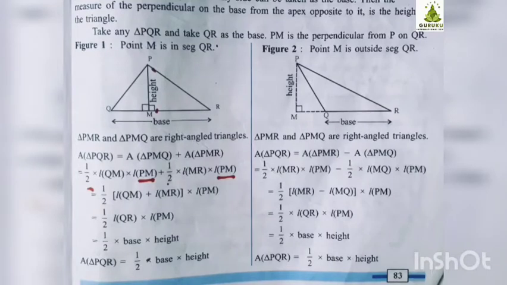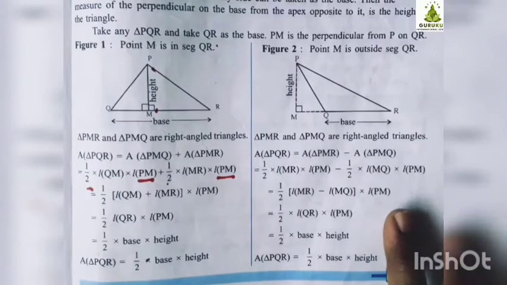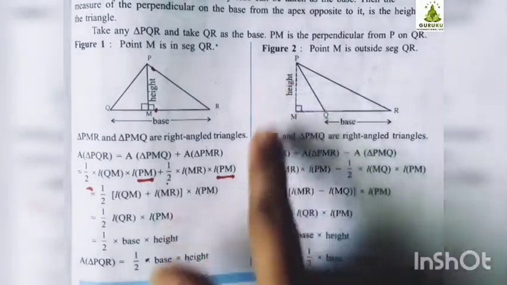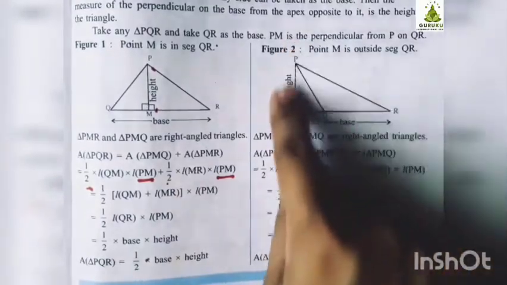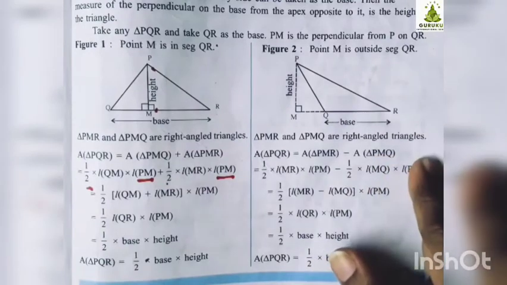Now this type of derivation will not be asked in the exam, but whenever in geometry we have so many formulas, we should know how these formulas are derived. That's why this explanation is given in the textbook, and I have explained to you how the formulas are derived. The same thing is explained in the second figure. You have to just see triangle PMR, the total triangle, and PMQ, this small triangle. Okay, they are the right angle triangles.